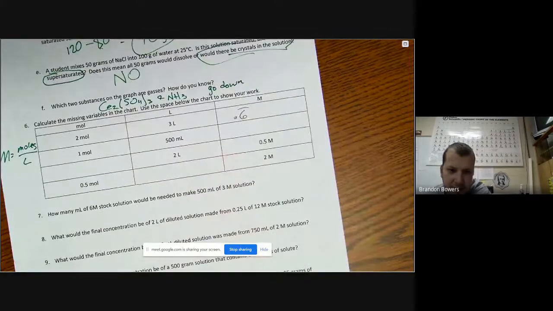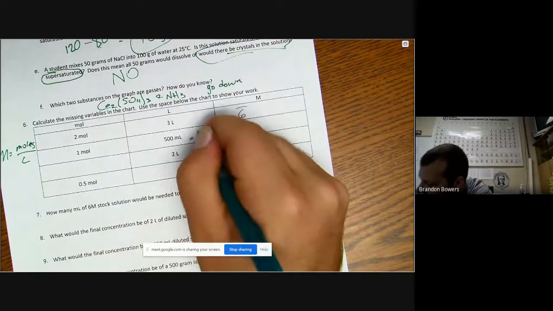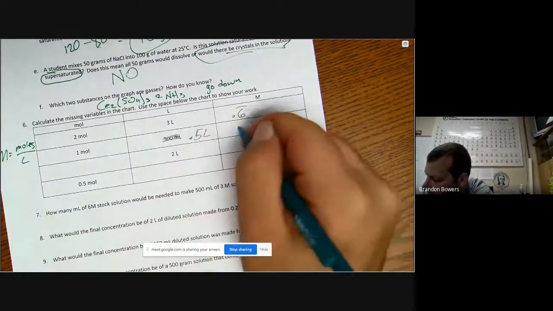Okay. Once again, moles divided by liters, but I don't have liters, I have milliliters. So I've got to convert this to liters. When you make your conversion, it's 0.5 liters. So moles divided by liters, you should get 2.